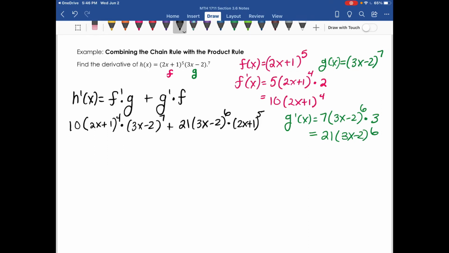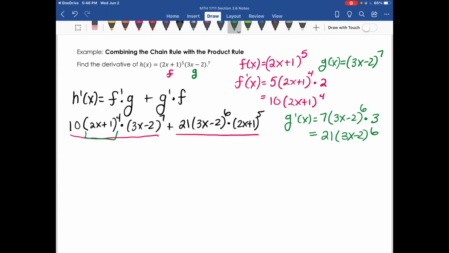I really don't want to actually multiply all of that out and combine like terms, because who really wants to multiply out 2x plus 1 to the 4th and 3x minus 2 to the 7th and clean that up and still have to do the second term as well. So I'm going to do this by factoring.